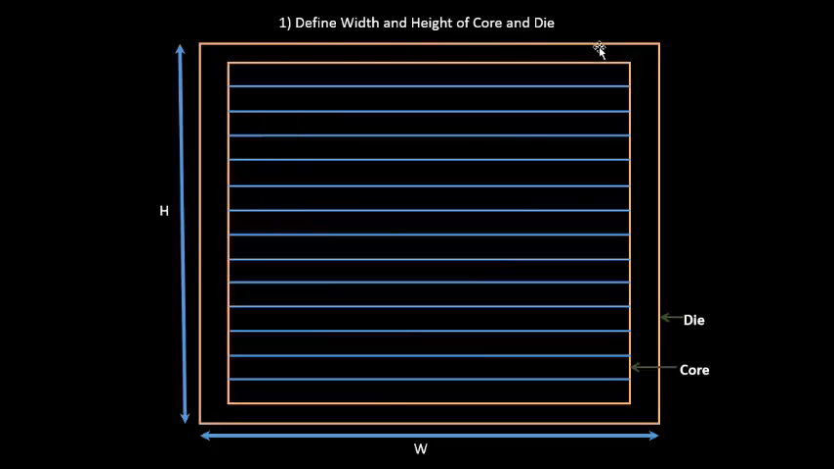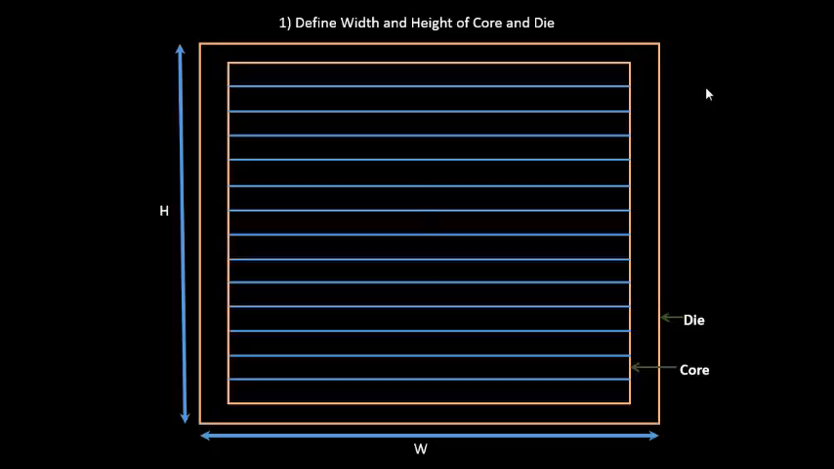Surrounding it, after leaving some amount of space across the core, you see the die section. So this step will define the width and height of core and die. This is the height, this is the width. How do we come up with this particular square structure, or how do we decide the width and height of core and die? That will be covered in the following sections. This section is just the overview of the physical design flow. So the first step is to define the width and height of core and die.